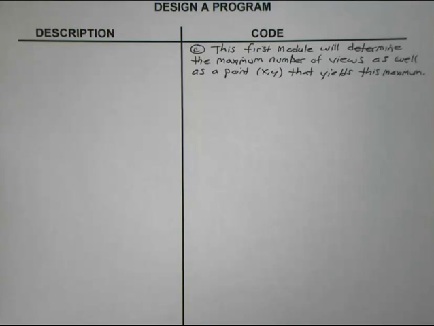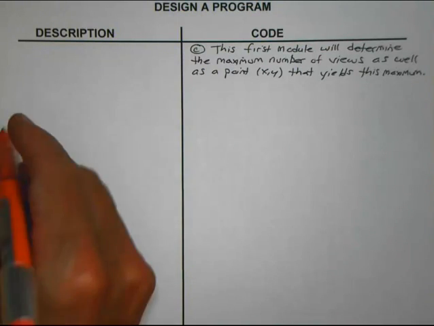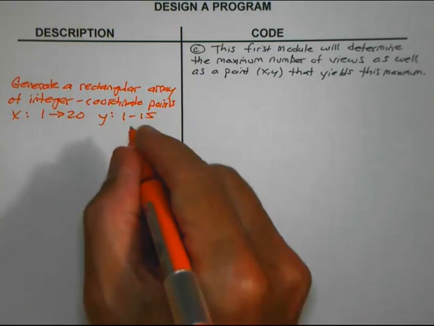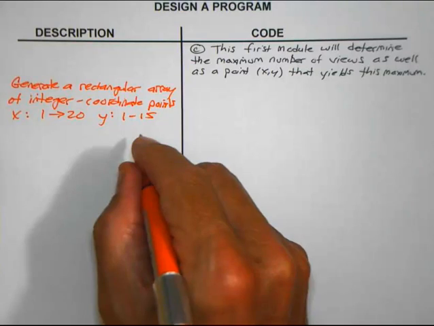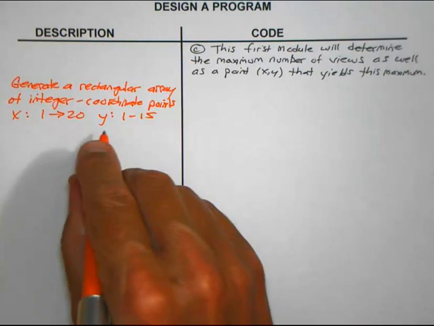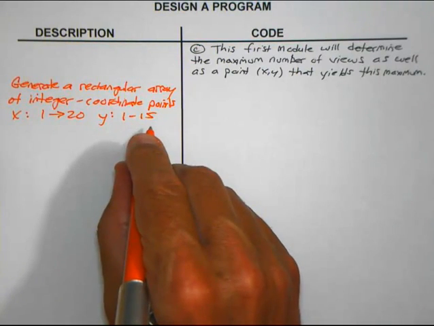Now, let's think back to what we were thinking about when we were looking at that graph of the domain, and we said we could first generate a rectangular array of integer coordinate points. We'll write that in our description here. So in words, we're going to generate a rectangular array of integer coordinate points, x going from 1 to 20 and y going from 1 to 15.